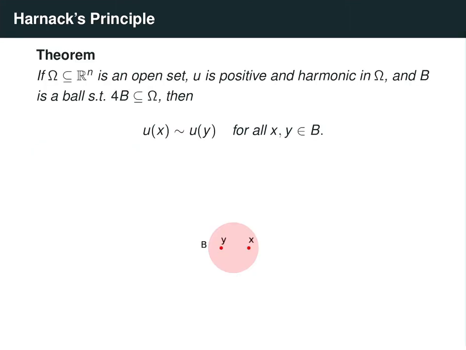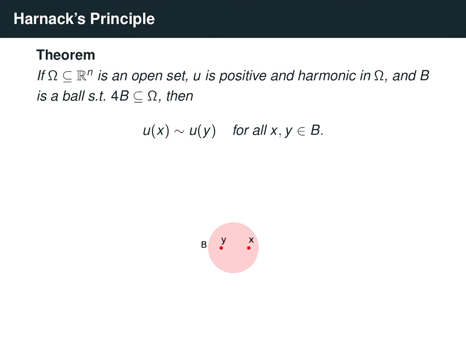The final result we'll discuss is Harnack's principle. So given an open set omega and a positive harmonic function u in omega, suppose we have a ball B such that 4 times B is contained in omega. Then, for any pair of points x and y in B, the value of u at x is comparable to the value of u at y. So in other words, all values of u inside this ball are comparable to each other. So every value of u is no more than some fixed multiple times any other value of u inside this ball, where the implicit constant in this inequality only depends on the dimension of the ambient space. So it's independent of the ball that we pick, the domain we're working with, and the positive harmonic function.